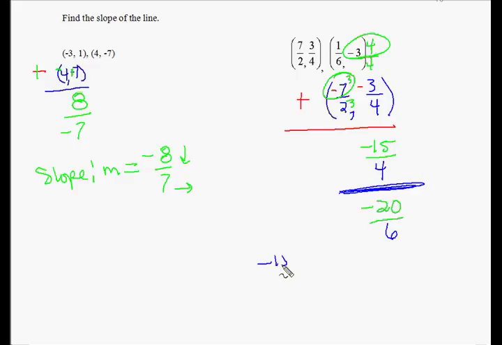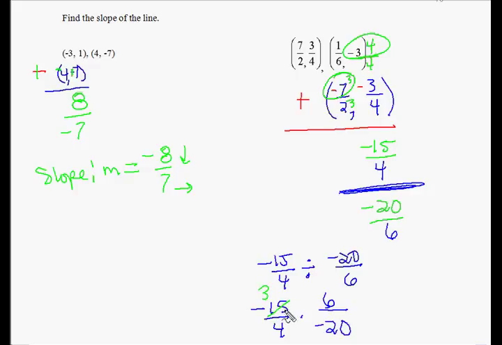Now in general, we're not going to write an answer that has a fraction within a fraction. So we're going to take this -15/4 and say that we're dividing by our -20/6. And we don't divide fractions, we actually multiply by the reciprocal. So -15/4 is being multiplied by 6/-20. And let's do some reducing.